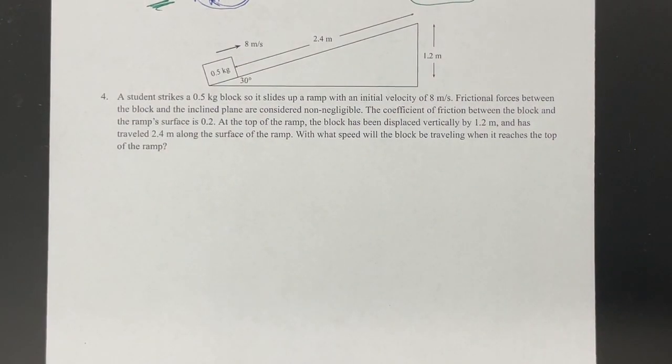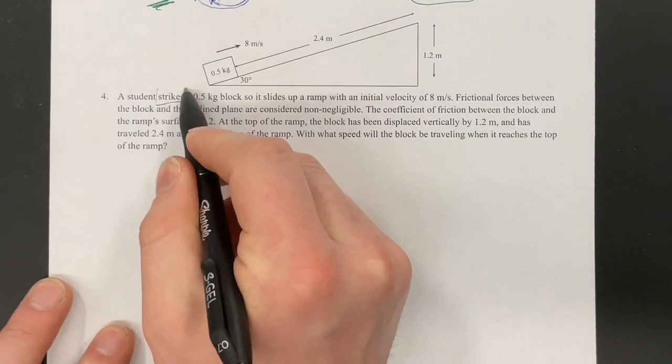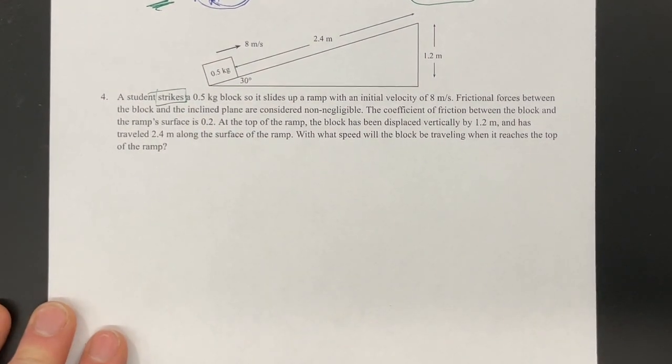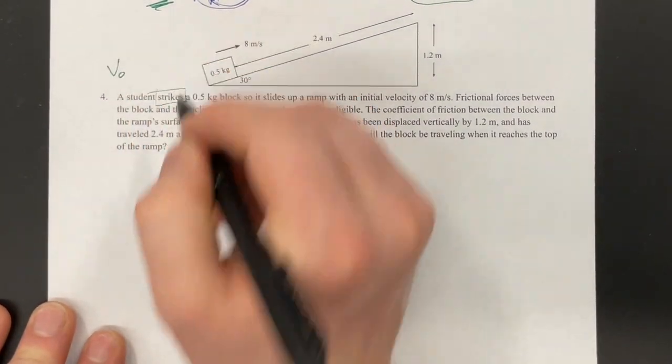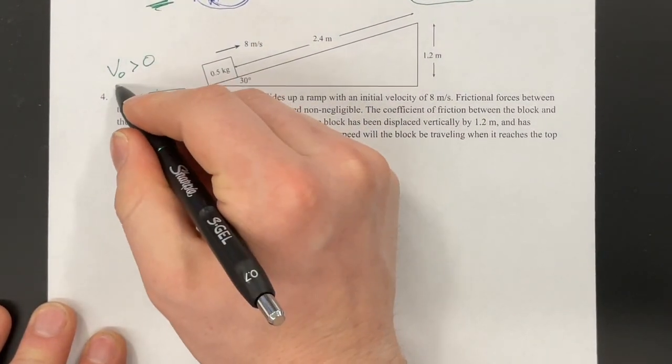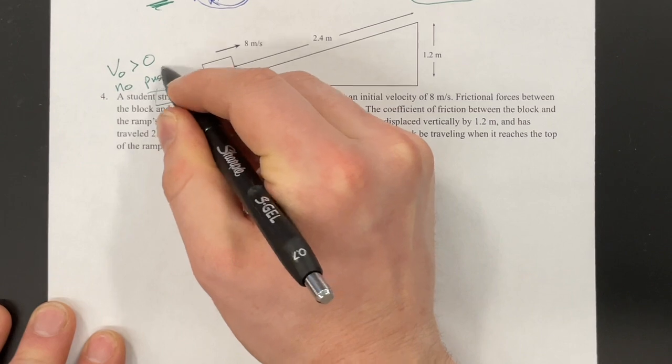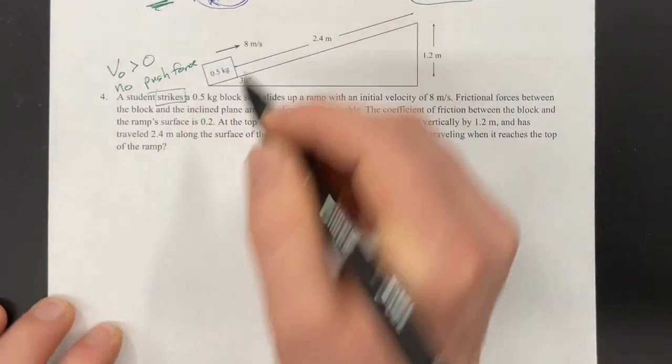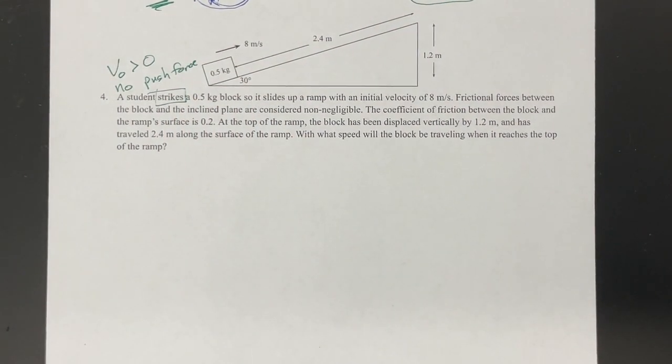A student strikes a 0.5 kilogram block. Remind me, what does strikes mean? It means you have V naught, so V naught's greater than 0, but it means no push force. That's what that word strikes means. It starts with an initial velocity, but there is no push force.